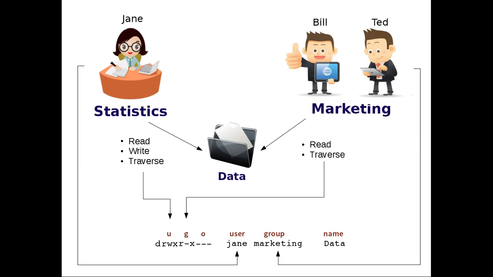From a permission standpoint, it looks like this. The name of the directory is going to be data, the group owner is going to be marketing, the user owner is going to be Jane, and the user owner's permissions will be RWX. That's read, write, and execute. On a directory in Linux, execute permissions denote traverse. For the group owner, which is marketing, they're going to have read and execute only.